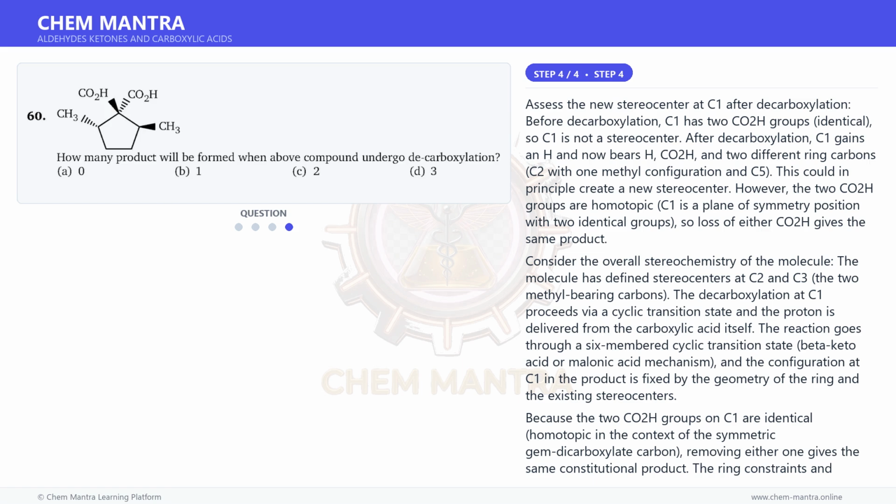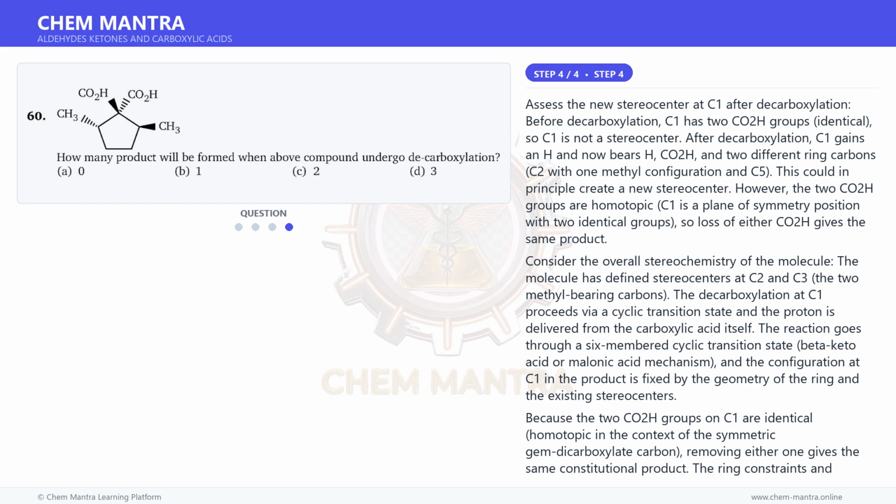Because the two CO2H groups on C1 are identical, homotopic in the context of the symmetric gem dicarboxylate carbon, removing either one gives the same constitutional product. The ring constraints and existing stereocenters at the adjacent carbons mean that the new H at C1 is delivered in only one specific facial orientation relative to the ring, giving only one stereoisomeric product.